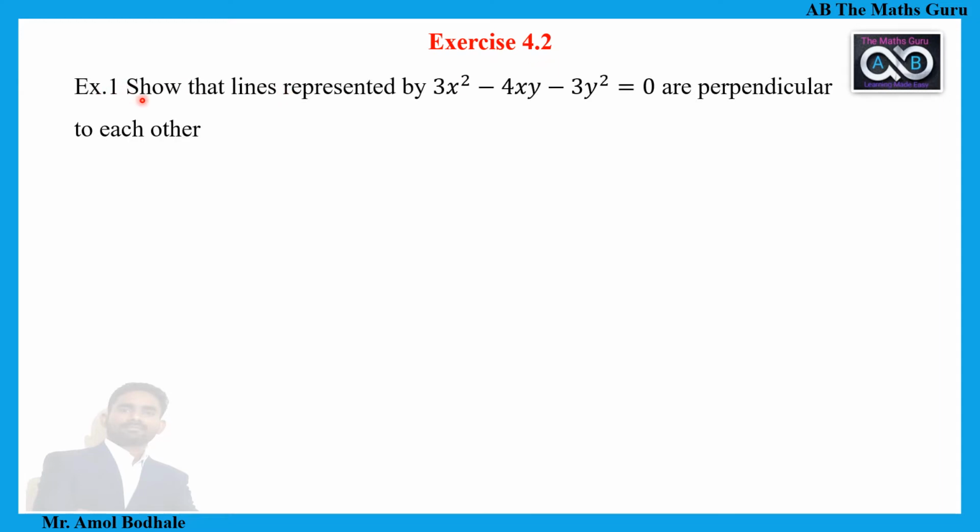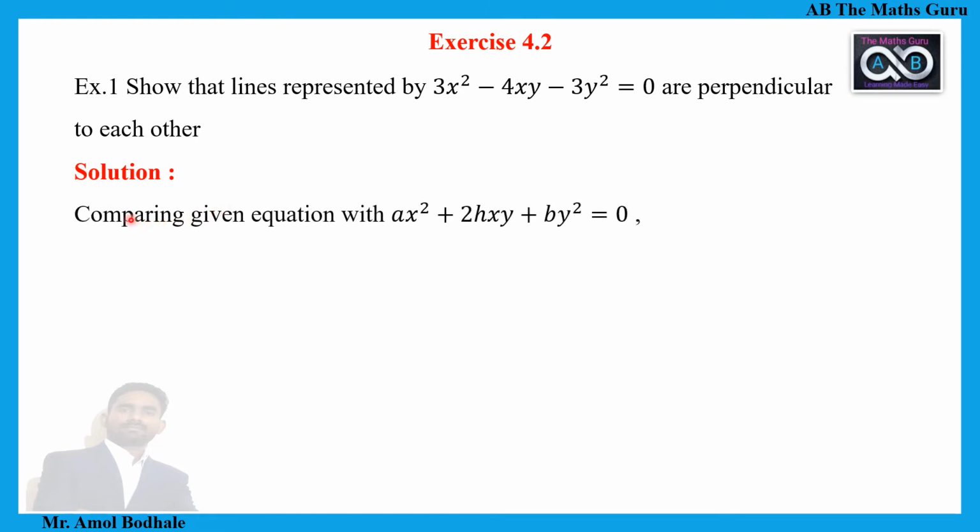First example, show that the lines represented by 3x square minus 4xy minus 3y square equal to 0 are perpendicular to each other. To show the lines represented by the given equation are perpendicular, we must know the condition. So here we will compare the given equation with the standard equation ax square plus 2hxy plus by square equal to 0. So we get a is equal to 3, 2h is equal to minus 4, so h is equal to minus 2, and b equal to minus 3.